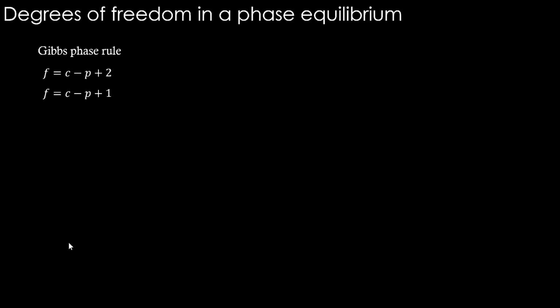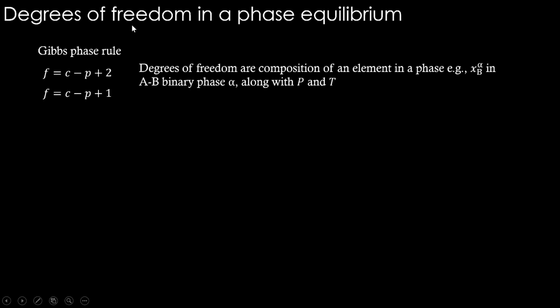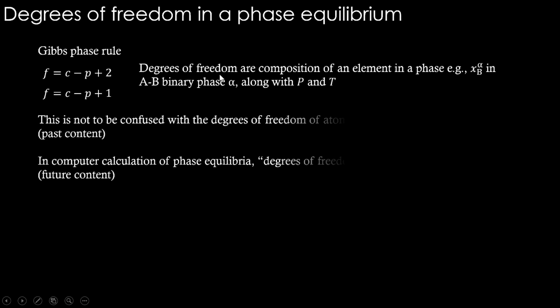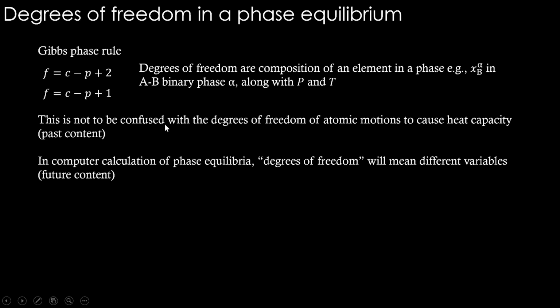Right. So degrees of freedom in a phase equilibrium are given by Gibbs phase rule. We are using the word degrees of freedom here. We have to be a little careful. Here degrees of freedom are the composition of an element in a phase, for example XB alpha in an AB binary phase alpha, along with pressure and temperature. This is what we say as degrees of freedom. But previously we have come across this word. This is not to be confused with the degrees of freedom of atomic motions that cause heat capacity. Remember, for heat capacity we said there are 3 vibrational degrees of freedom, x, y and z directions. That is also degrees of freedom. So don't confuse that word here.